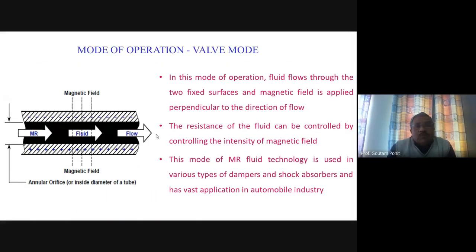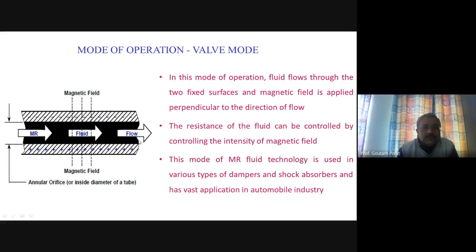And what is the mode of operation? There are three kinds of operation. Valve mode: in this mode of operation, fluid flows through the two fixed surfaces and the magnetic field is applied perpendicular to the direction of the flow. So these are the fixed surfaces, MR fluid is flowing here and the magnetic field is being applied here. The resistance of the fluid can be controlled by controlling the intensity of the magnetic field.